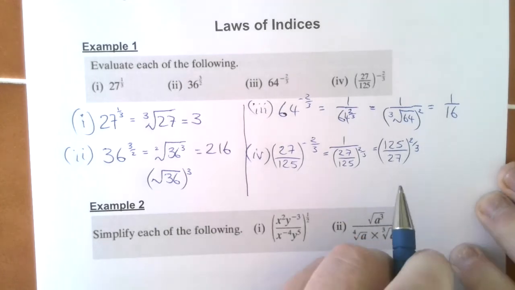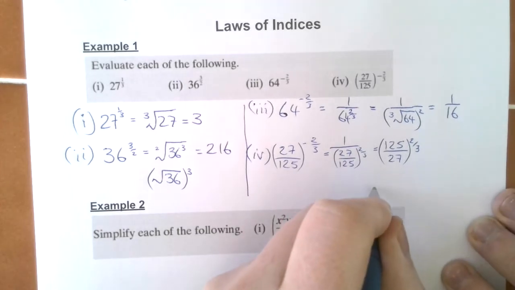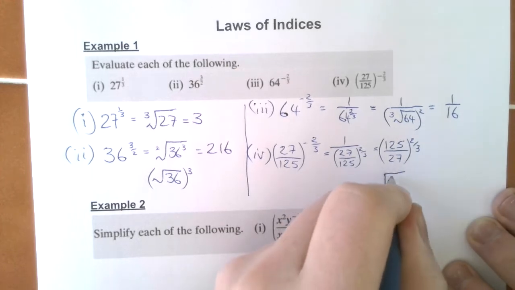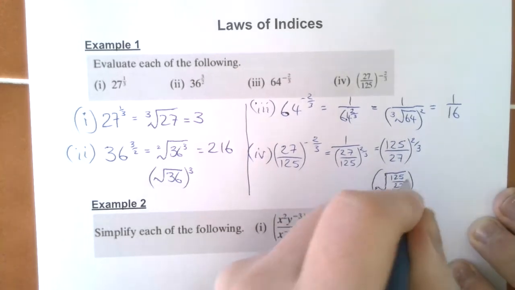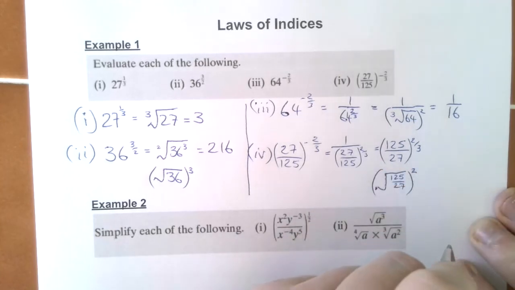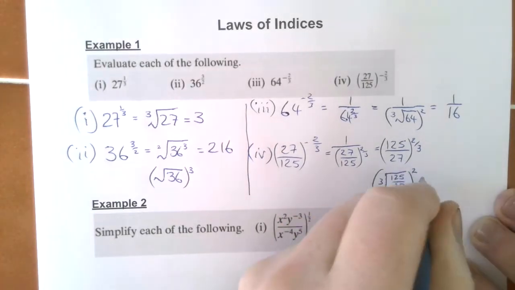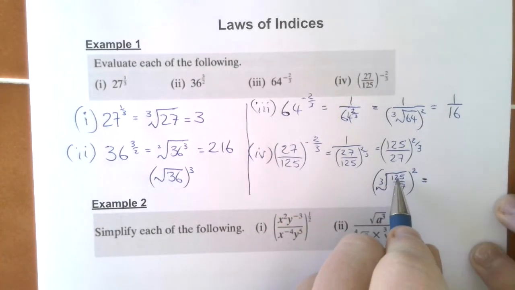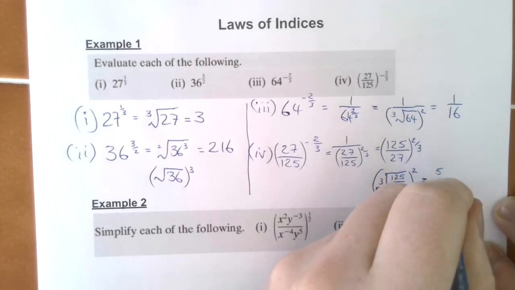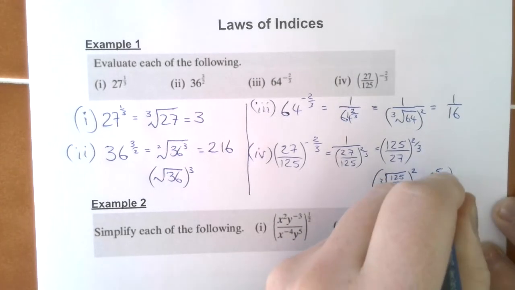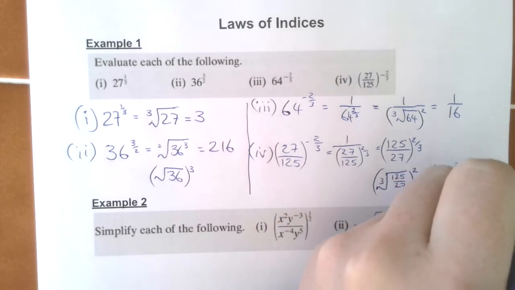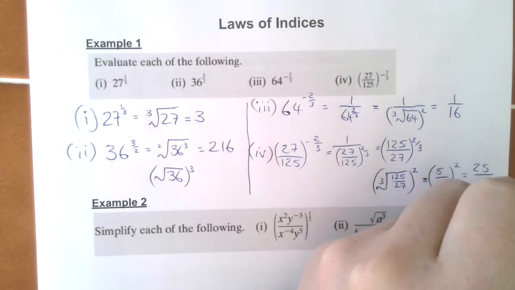What we would actually do here is get the cube root of 125 over 27, and then square the answers for both of them. In order to do that, we need to figure out what the cube roots are. The cube root of the top is 5, and the cube root of the bottom is 3. Then we need to square both of them, so it ends up going to be 25 over 9.